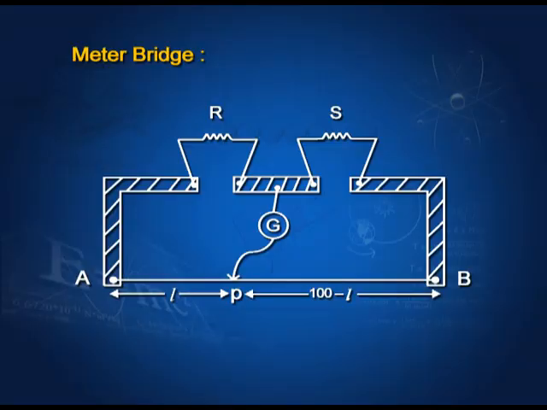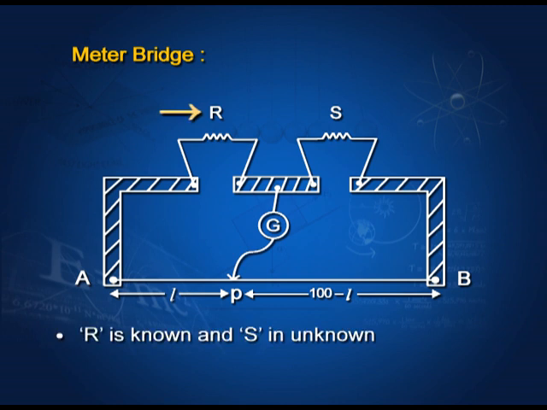Now, let us study the practical application of the Wheatstone bridge. It is known as the meter bridge. This is the diagram for the meter bridge. Here, this is the left gap and this is the right gap. In the left gap, we connect a known resistor R and an unknown resistance S is connected in the right gap. A jockey is connected at the central terminal with a galvanometer.